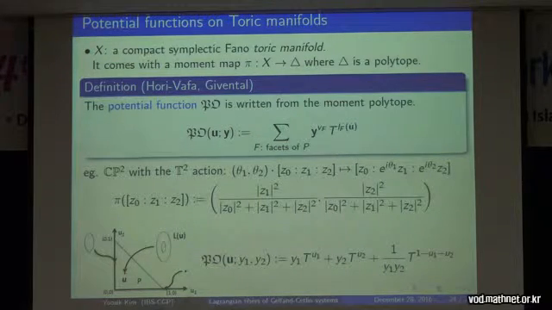Okay. Then let's look at the first term. The first term actually comes from this facet. What's the primitive normal vector? This is (1, 0). So y to the v is y1. And then T to the l_F, where l_F is the defining equation of this facet, u1 equal to 0. So we get y1 T^u1 and so on. Okay?